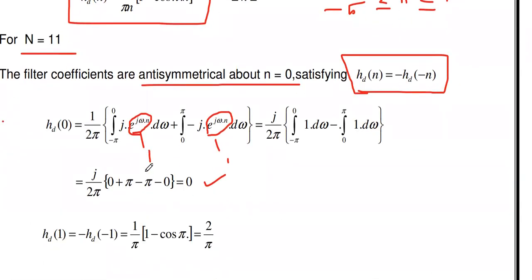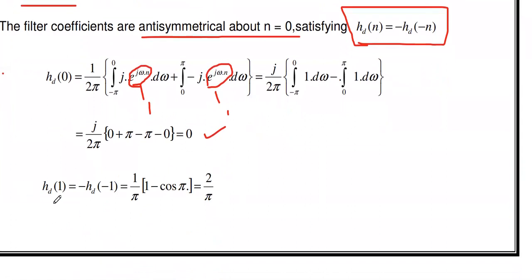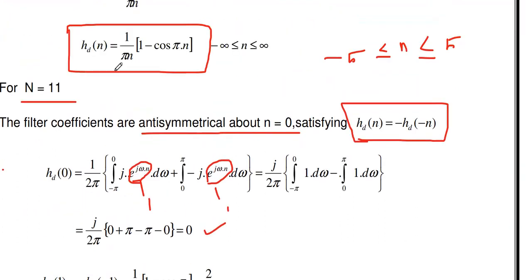So the next one, at n equal to 1. Already you know these Hilbert transform coefficients are anti-symmetrical. That is, the hd(1) value is equal to minus hd(-1). So we have to calculate the hd(1) value. Substitute n equal to 1 in this hd(n) value. So 1 divided by π into 1.